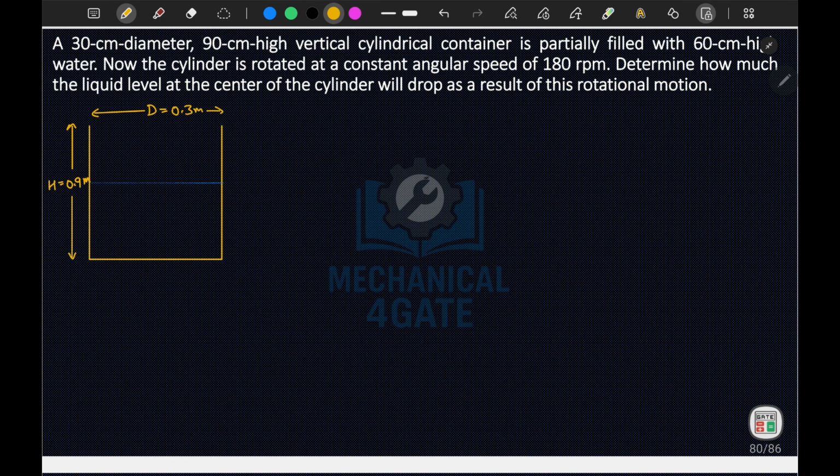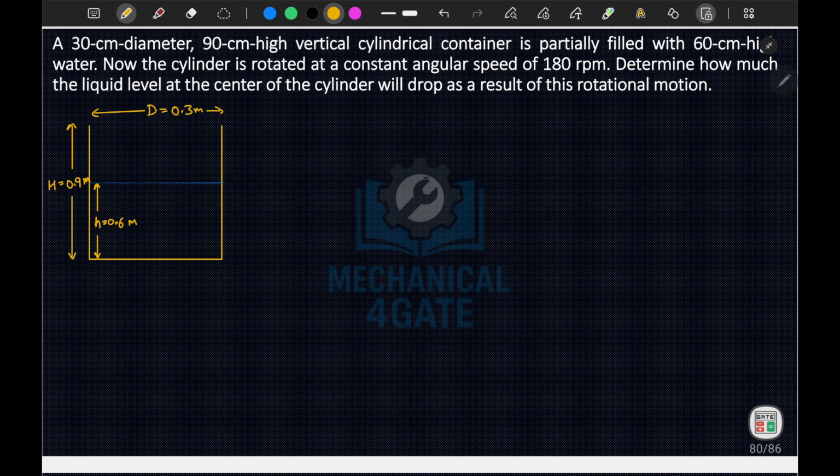Now it is partially filled with 60 centimeter high water. So this height is your 0.6 meter. H is equal to 0.6 meter. Okay.